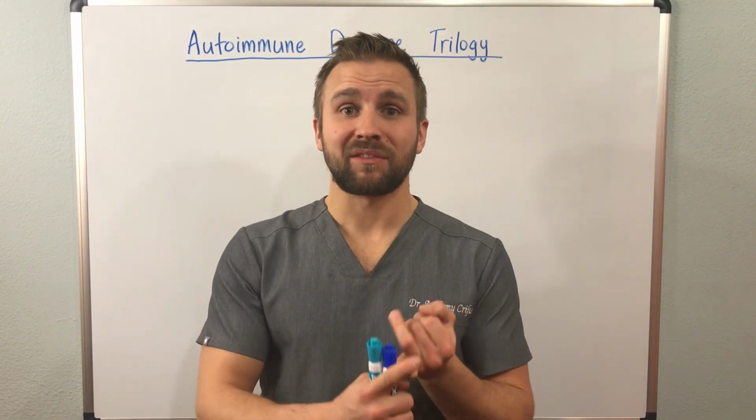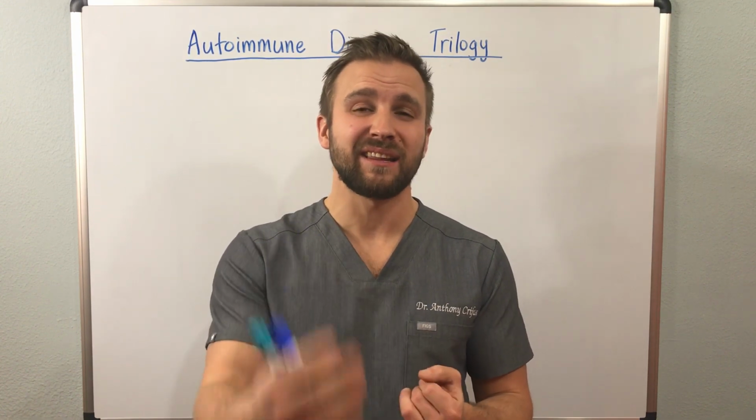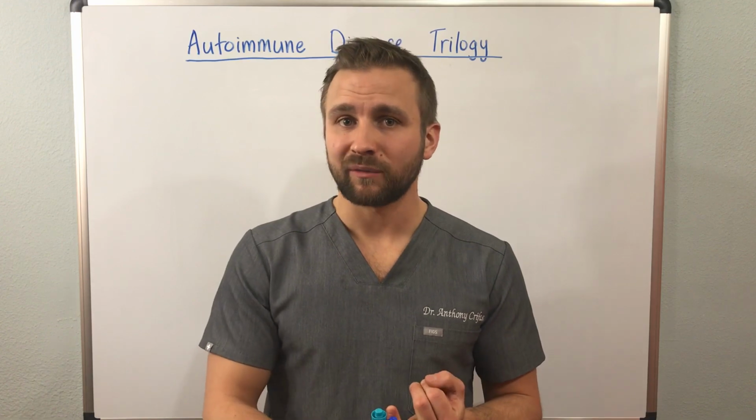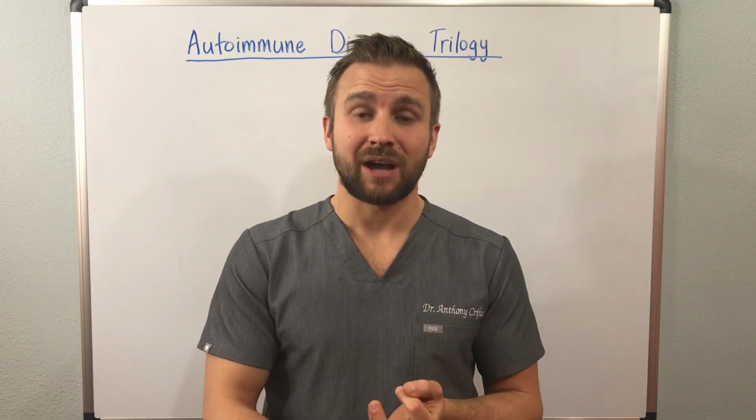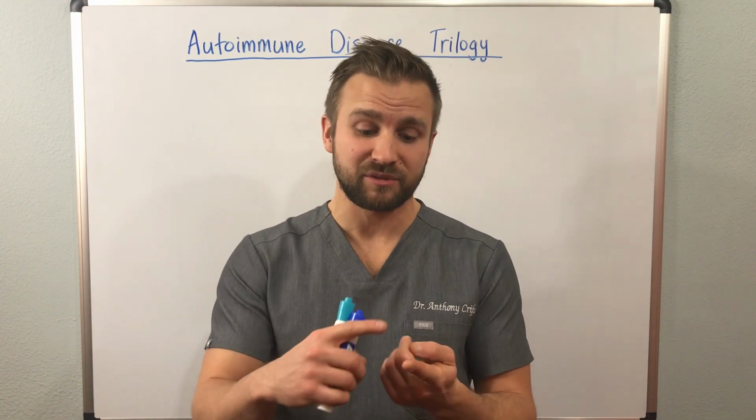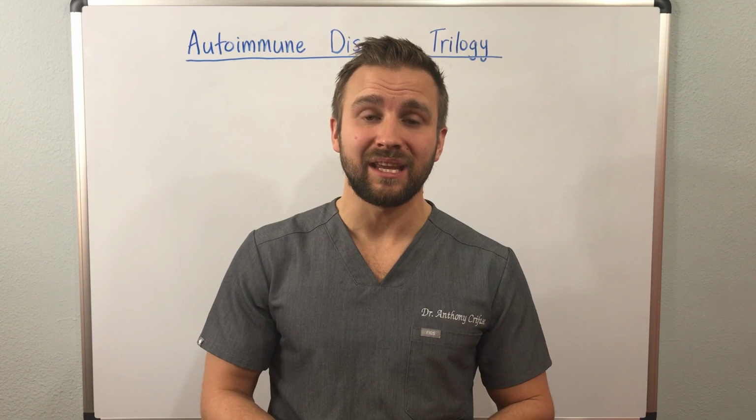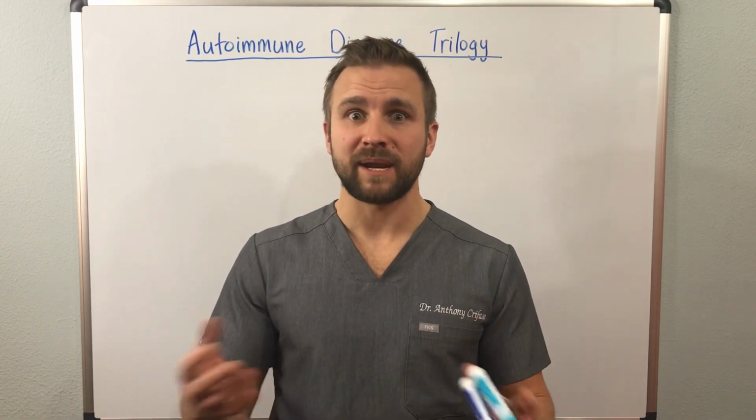For example, thyroid conditions, you'll get Hashimoto's thyroiditis. It starts attacking the thyroid gland. Rheumatoid arthritis starts attacking joints. Lupus, systemic lupus can attack multiple different body tissues. Multiple sclerosis can attack the myelin sheath around the nervous system, and there's many, many others.